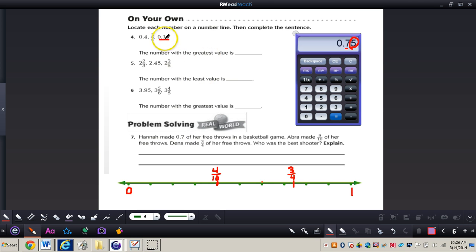And then finally, 15 hundredths here. We can see that the 1 is a 10th. So there's my 10th mark, and that 5 shows it's between the 1/10 and 2/10 mark here. So 15 hundredths would fall right here on my number line. Okay, now what we need to do is figure out the number with the greatest value, and we can easily see that between these numbers on the number line, the number with the greatest value is 3/4.